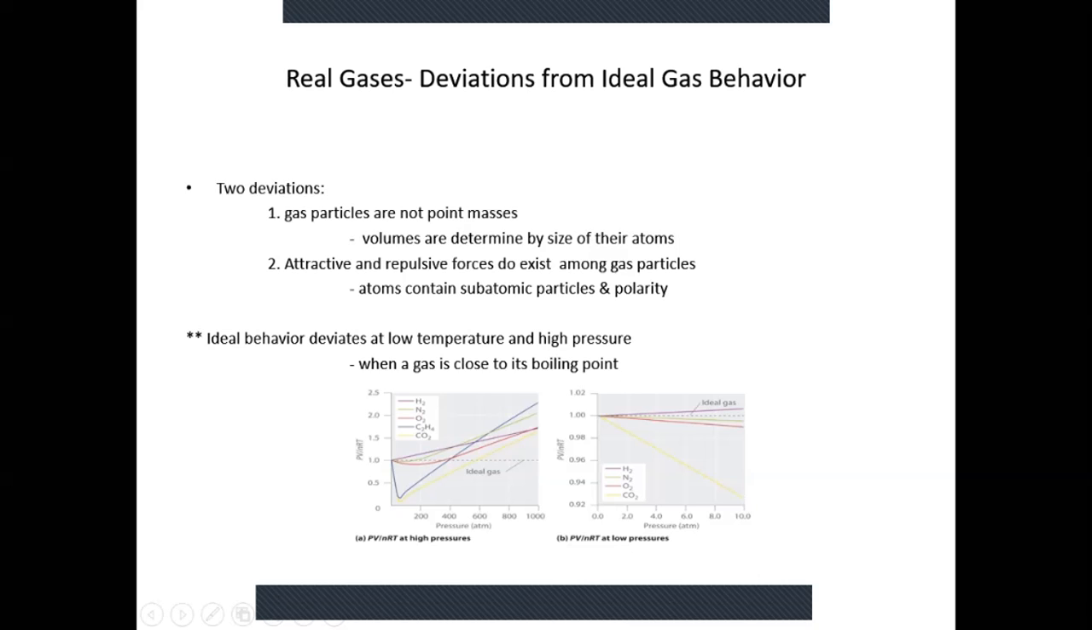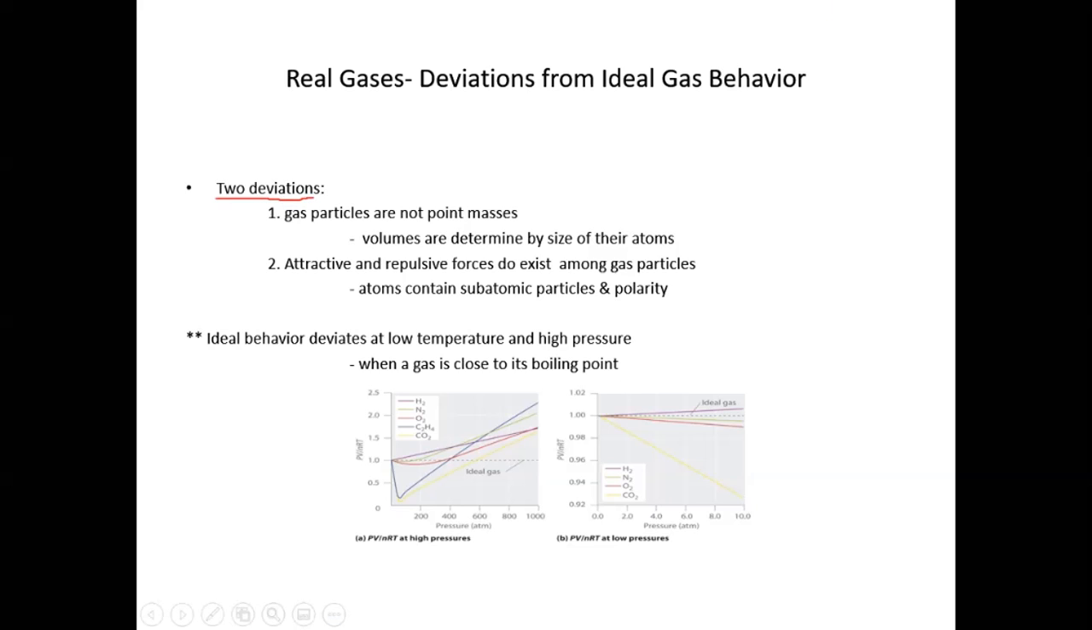So there are two deviations that real gases have compared to ideal gases. First off, the gas particles are not point masses. The volumes of the gases are determined by the size of their atoms. So the actual volume of the gas is a little bit smaller than the volume of the container because the molecules occupy some of that volume. So that's one deviation from ideal gas behavior.